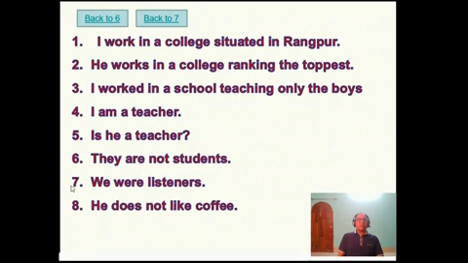In the sentence number 7, subject is we and finite verb is were. Here both the tense and the subject are changed, and with the change of tense and subject the finite verb is also changed. In the last sentence, subject is he and finite verb is does. Dear students, auxiliary verbs are also finite verbs, and here does as auxiliary verb is a finite verb.